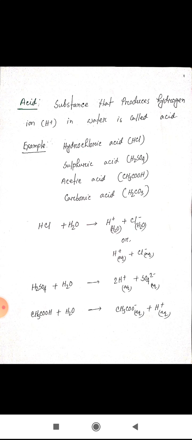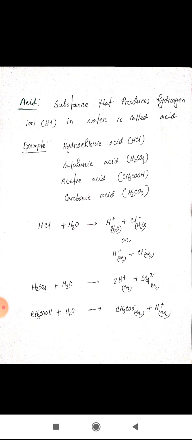Acetic acid, the alternative name of acetic acid is ethanoic acid. So the chemical formula of acetic acid is CH3COOH. Carbonic acid, the chemical formula of carbonic acid is H2CO3. So acid can be organic or inorganic, but normally organic acids are weak acids. On the other hand, inorganic acids are strong acids. H2CO3, carbonic acid, is an inorganic acid, but it is a weak acid.